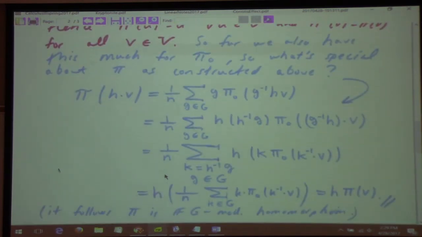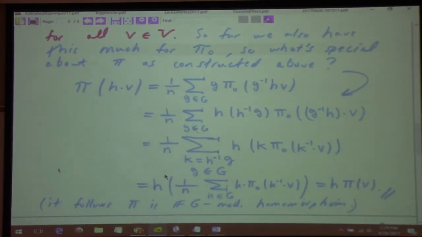Of course, we had all of that for pi naught as well, so what's so special about pi? Well, it's also G stable. In other words, it's a G module homomorphism. It's an FG module homomorphism from V to U. And here's the proof of that.